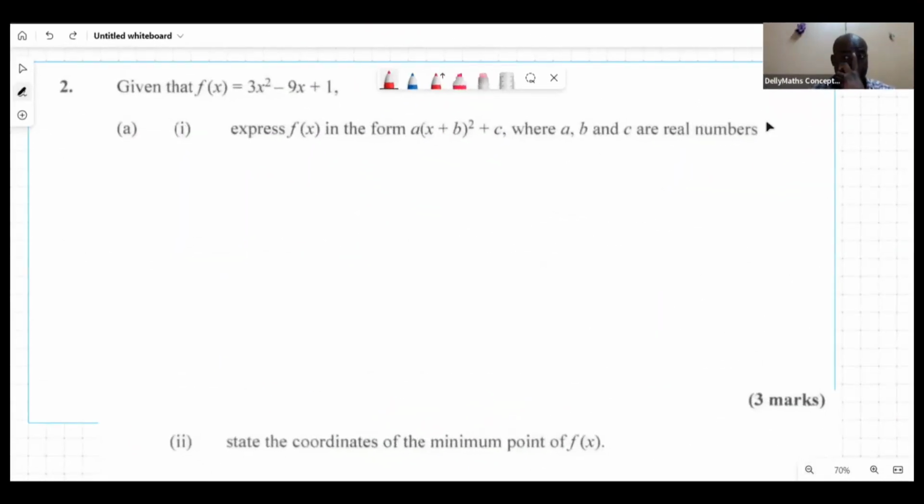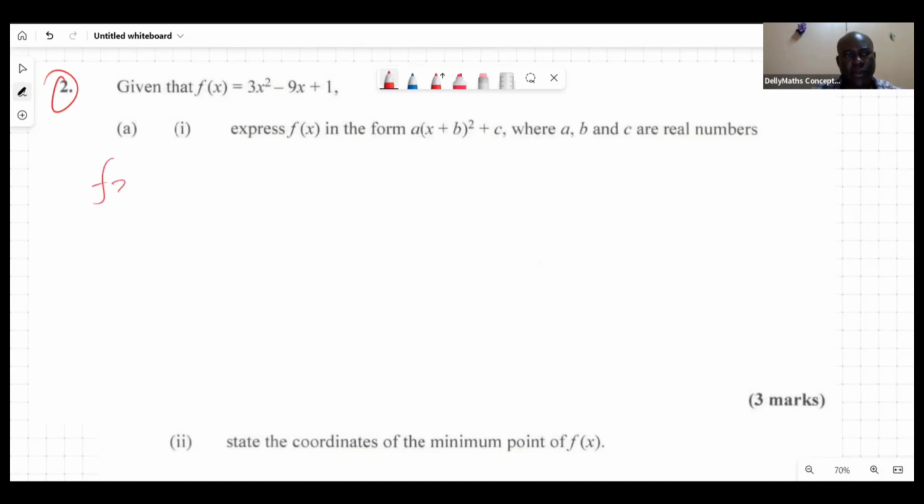All right, in this video presentation, what I'm looking at is the solution for question 2 on the Add Math 2023. It reads, given that f of x is equal to 3x squared minus 9x plus 1, express f of x in the form a open bracket x plus b all squared plus c, where a, b, and c are real numbers.